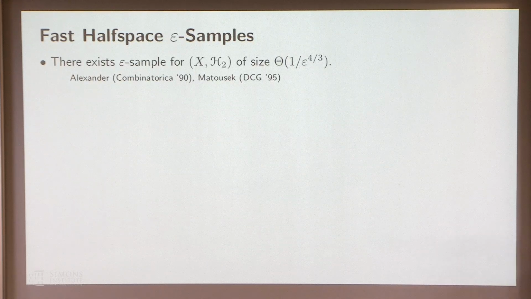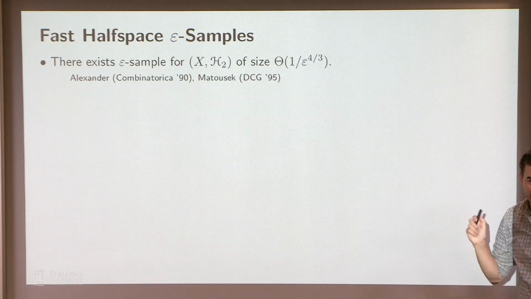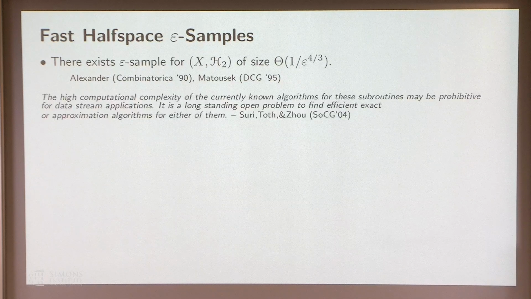Okay, so the existence of these epsilon samples for half spaces was known existentially since the early 90s and known to be tight as the right bound here. But it wasn't known how to actually construct these. These were existential constructions for a long time. There's a paper that dealt with streaming algorithms for these. And it says that the high computational complexity of currently known algorithms for these subroutines may be prohibitive for data stream applications. It's a long-standing open problem to find efficient, exact, or approximate algorithms for either of them.